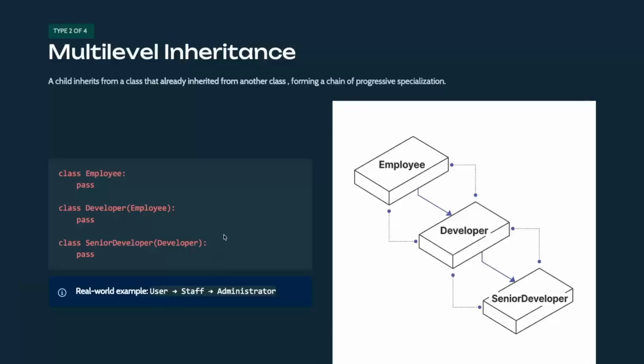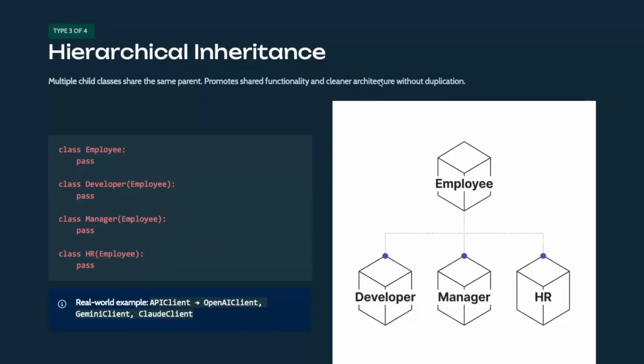Now, as you can see here, there's a given example. The grandparent is Employee, the parent is Developer, and the grandchild is SeniorDeveloper. Each level adds more specialization while reusing functionality from levels above. Now, another type is hierarchical inheritance. Hierarchical inheritance is extremely common in large applications. Here, multiple child classes inherit from the same parent class. This allows common functionality to live in one place while different child classes add their own features.